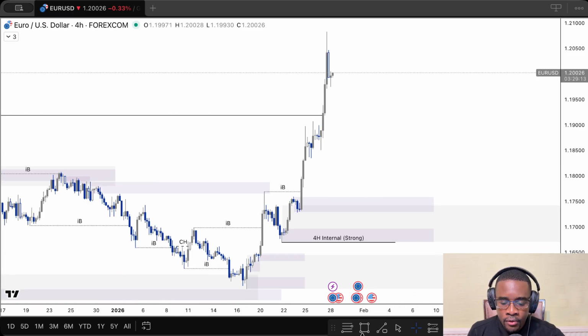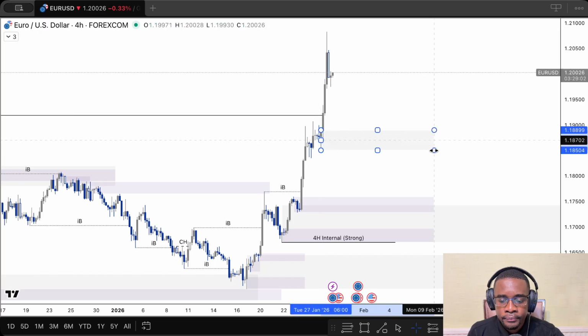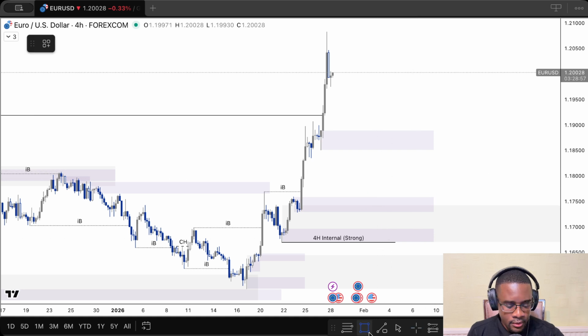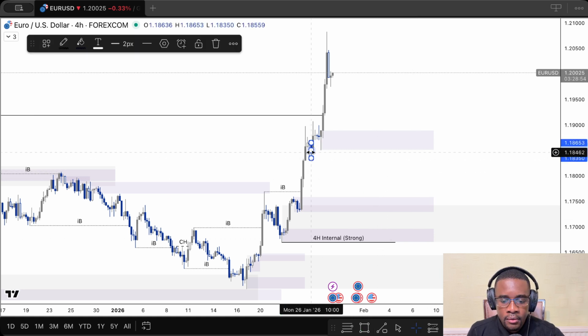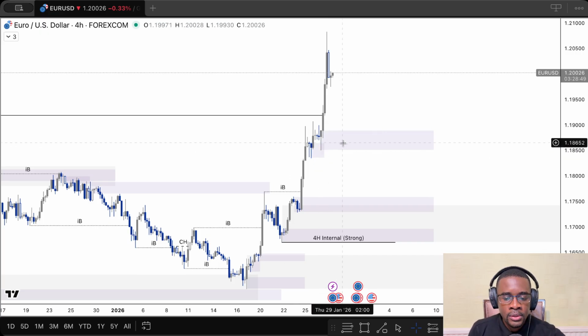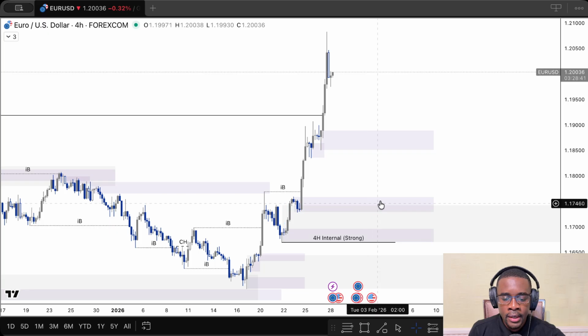Now it's after a break of structure, so we do anticipate that at some point we are going to have a pullback. This is my 4-hour point of interest right there. That one has already been mitigated, so we have that one. And then if any of these fail, and of course we were waiting for price to come back down to these areas, however it just had a minor pullback and then continued bullishly.